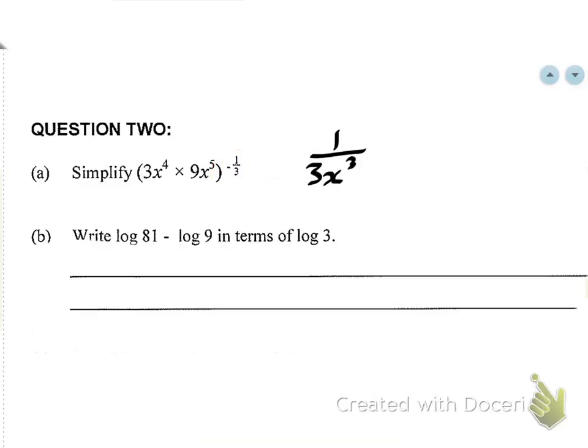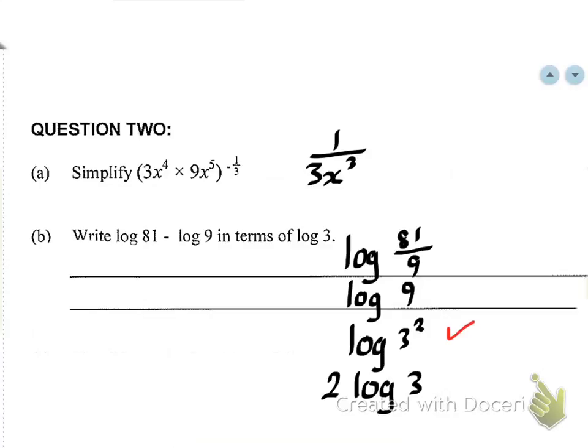For logs, when we subtract logs, we've actually done division of these two numbers. They are divided by. That equals the log of 9 rather. 9 is 3 squared. You could leave your answer like that or write it 2 log 3. Either answer would be correct.